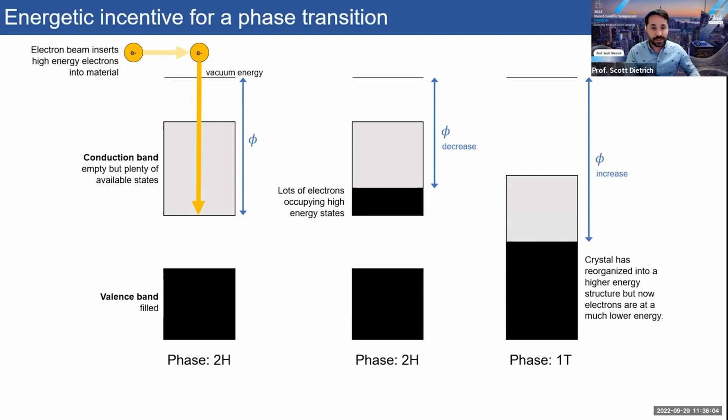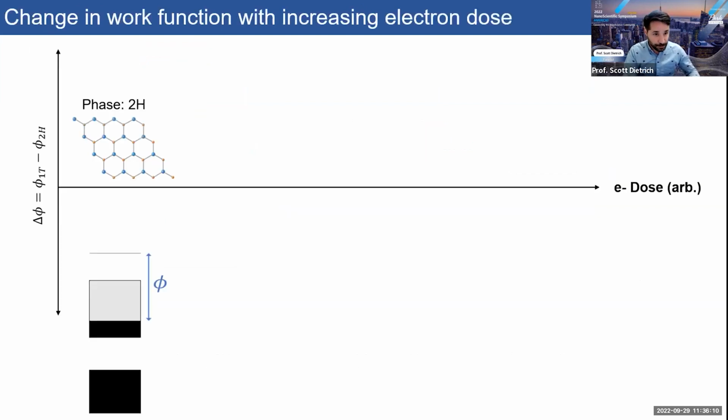And we want to study this by measuring the work function as we dose with higher and higher doses of electrons. If we want to think of this in terms of what to expect for the change in work function as we increase our electron dose, we'll define a change in work function being how much the work function changed relative to the natural state of the 2H. So we're always comparing it to the material we start out with.